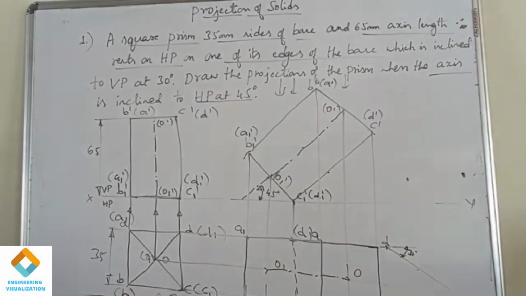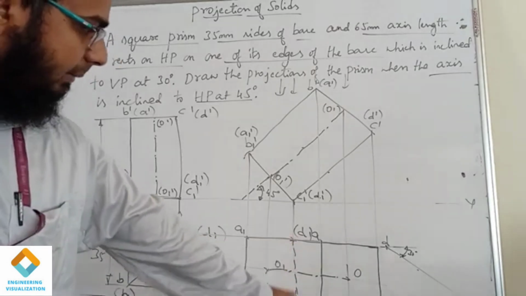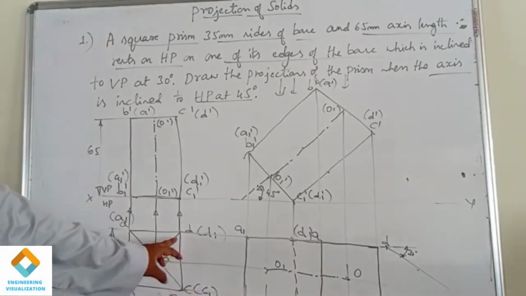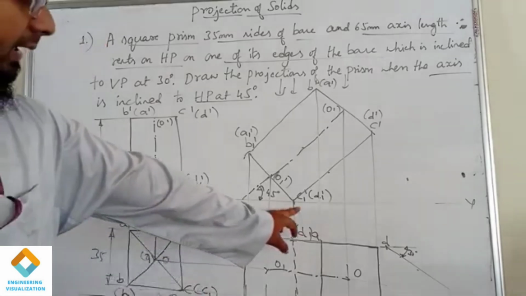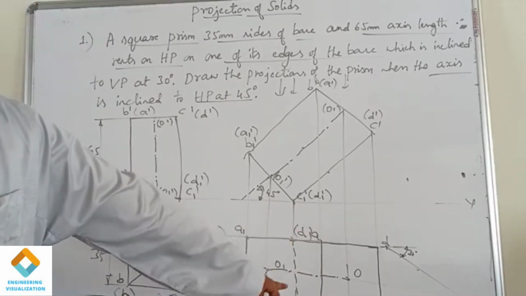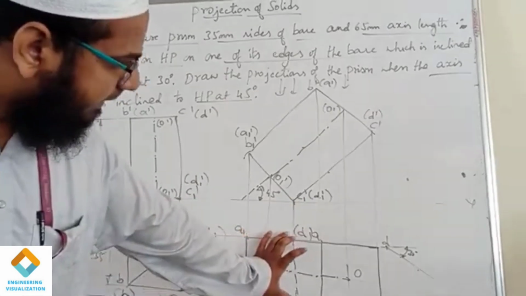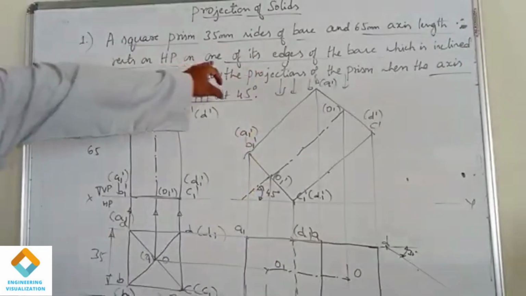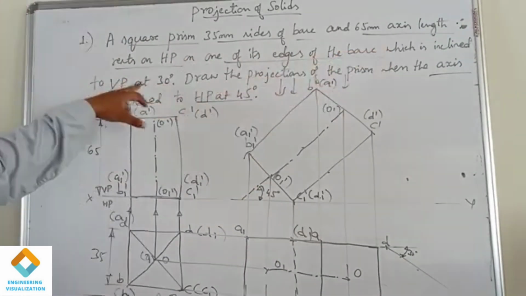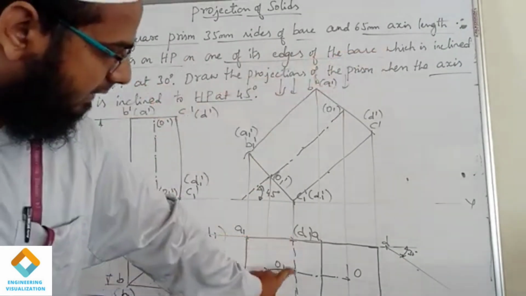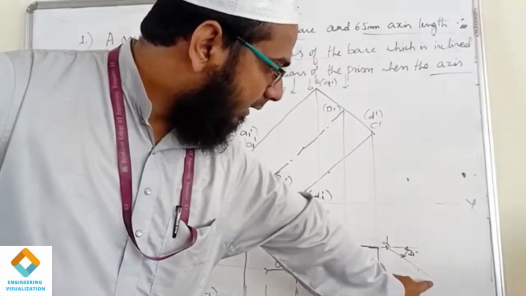Now what do we have to do? This is what the base is, C1 D1. You can see in this problem also, we are inclining with C1 D1; that is the base. So we have to take this base edge. You can see in the question also: one of the edges of the base is inclined to VP at 30 degrees. That is D1 C1. So we have to make it rest on this angle line.